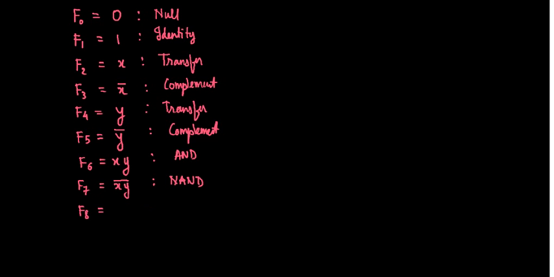The theater owner is himself interested in playing the movie. So if either of them comes, he can play the movie. At least he needs one companion for that. So, OR operation. F9, maybe this one is the NOR operation.